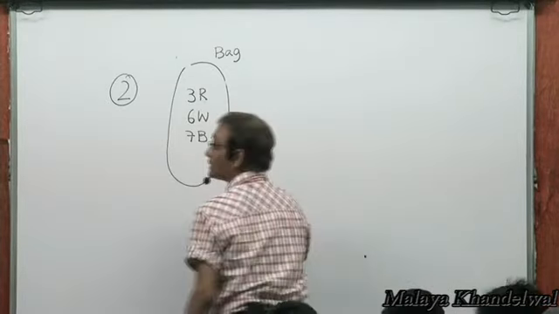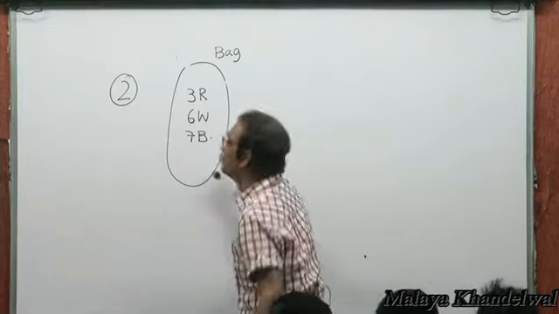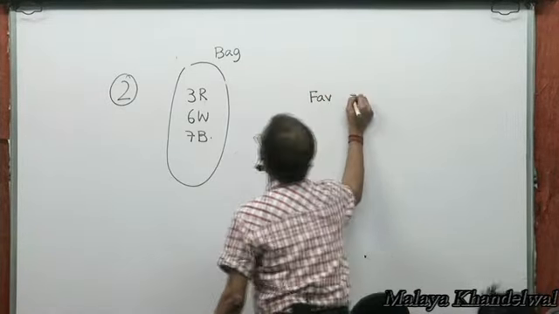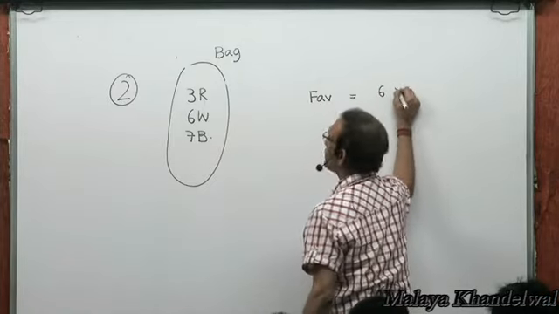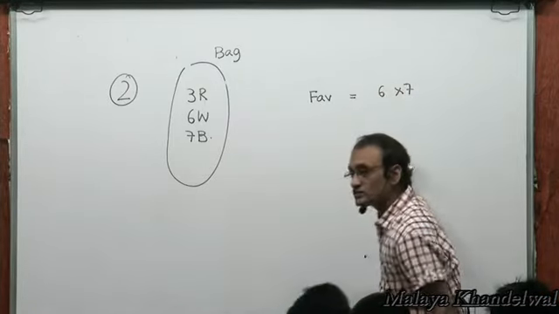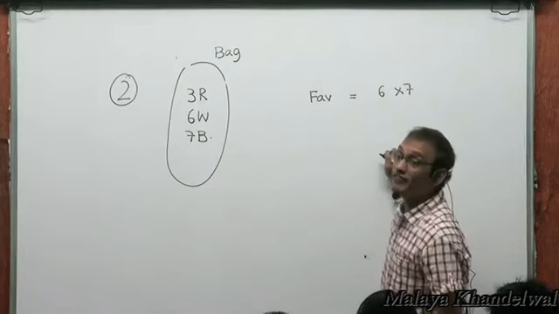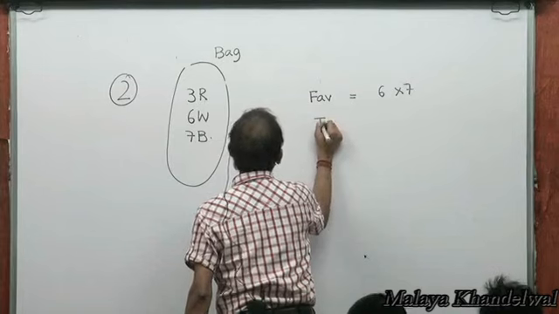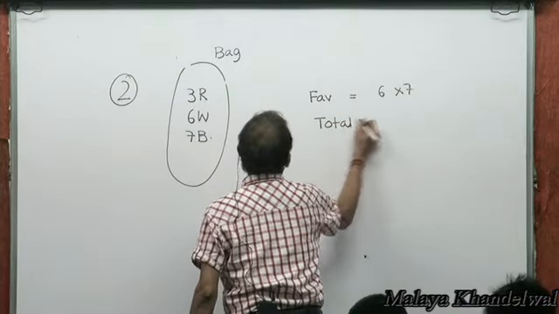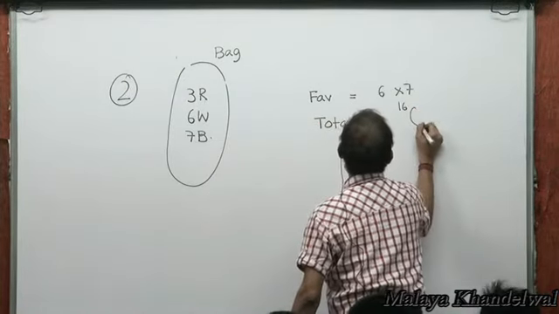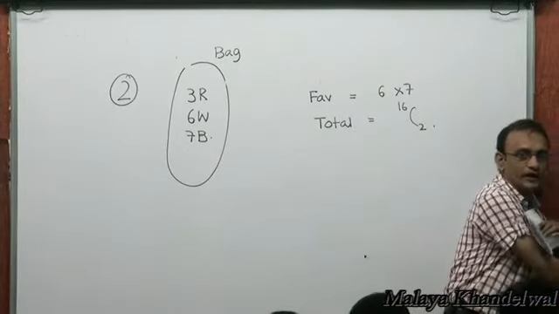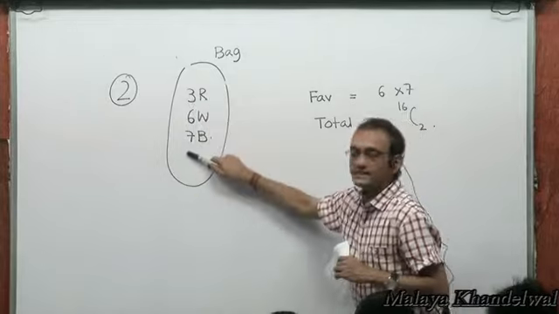First of all, that means the number of ways in which a white and a blue ball could be drawn. That means the favorable ways would be a white ball could be drawn in 6 ways, a blue ball could be drawn in 7 ways. So, 42 favorable ways of drawing a white and a blue ball, right? And the total number of ways of drawing 2 balls is 16C2, right? Total number of balls are 9 and 7, 16.